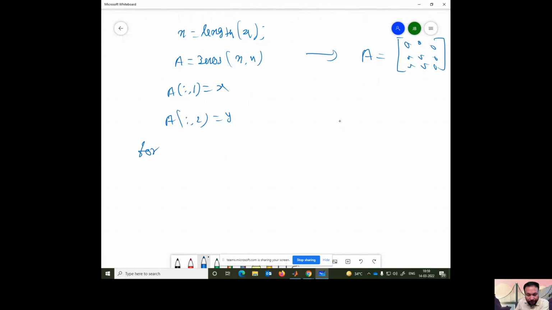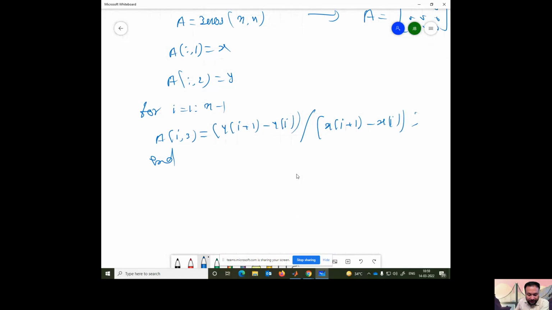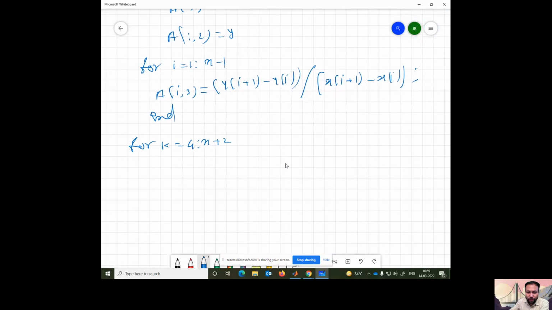For loop, what is the for loop? I want to move i from 1 to n minus 1. So we have already developed the algorithm for it, with i, and k is equal to 3 here. So we have developed one algorithm: (y(i+1) minus y(i)) divided by (x(i+1) minus x(i)); semicolon, end. Now let us define for k is equal to 4 onwards, k is equal to 4 up to n plus 2.